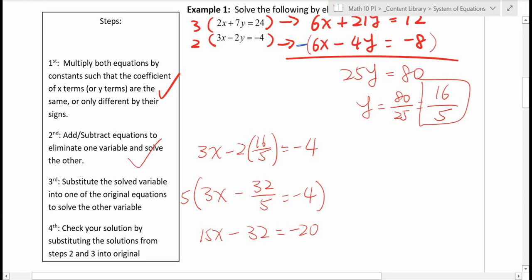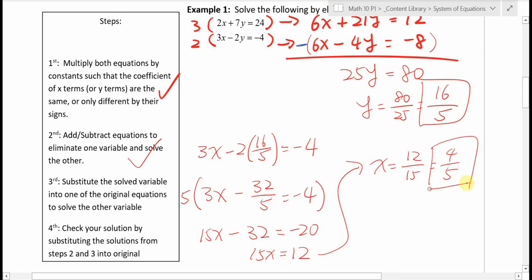Now I can solve for x by adding 32 on both sides. So negative 20 plus 32 is 12. Now we can divide both sides by 15. So 12 over 15, or if you reduce this, you get 4 over 5. So that is your x value.